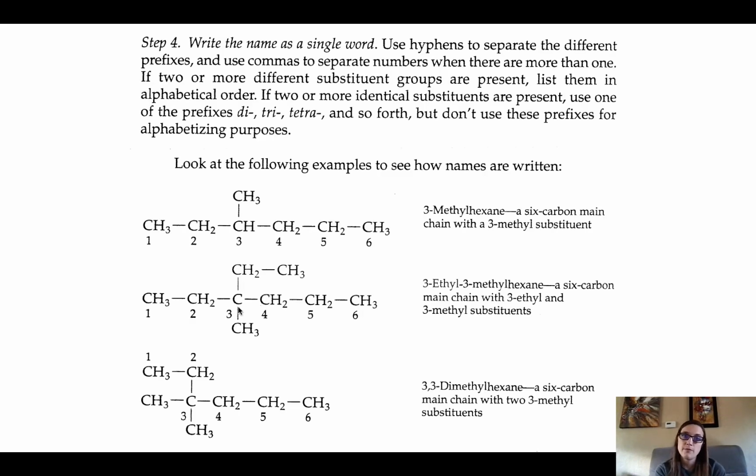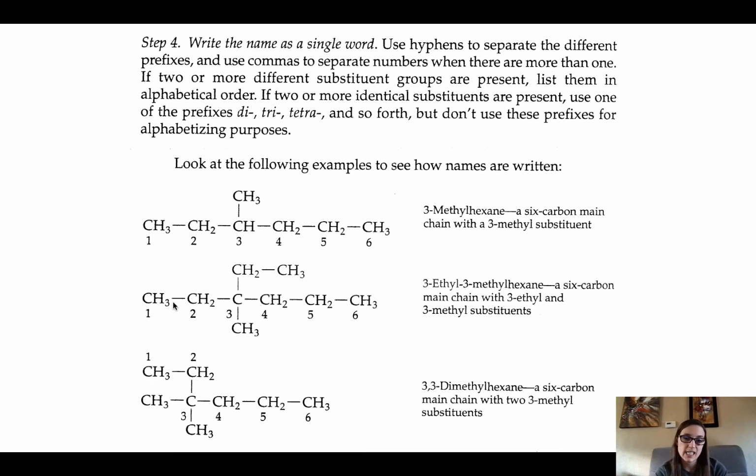So then step 4 is to write the name as a single word. We use hyphens or dashes to separate numbers from letters, and we use commas to separate just numbers. If you have 2 or more identical substituents, then we have to use a prefix. Make sure it is also in alphabetical order. So this would be 3-methylhexane. Notice how 3-methylhexane is all one word.